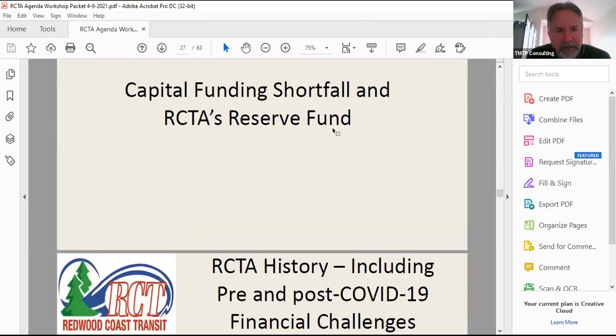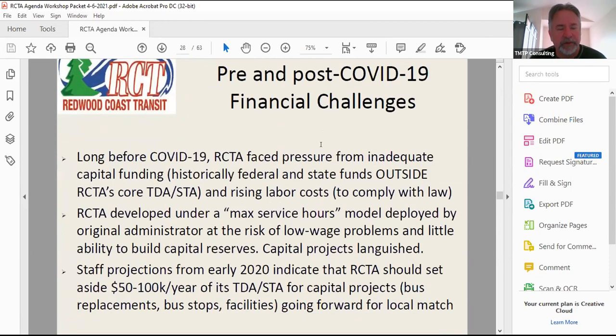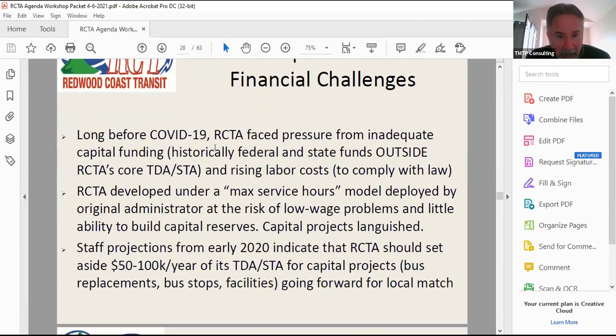Prior to COVID, there are some things we need to convey to you about where we were just before COVID hit. We were facing pressure from inadequate capital funding. Dan's going to go through the different alphabet soups of funding, but capital is for buying buses or fixing up the shop or improving bus stops. That's an area where rural transit is really underfunded in this country, and RCTA is no different. We were also experiencing rising labor costs because the California minimum wage has been going up, and we want to stay above that to attract top talent. So that's been causing upward pressure on our labor costs.